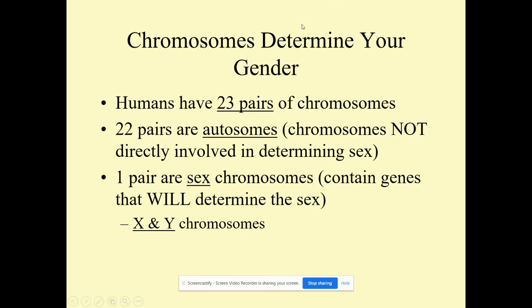A couple other terms here. Again, I don't think you need to write down everything here, but I do want you to know this term: what an autosome is, and a sex chromosome.